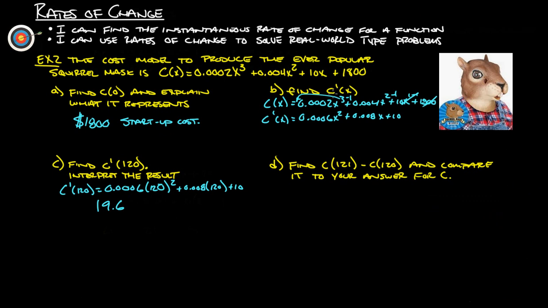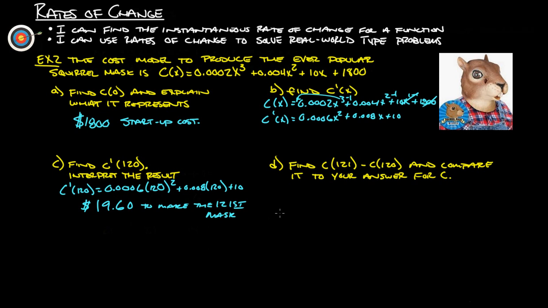Okay, so this is our cost. So the derivative of our cost function, remember, the derivative is always what we call the instantaneous rate of change. So that means that 19.6 is the slope of the tangent of this function at 120. So what this means is it is estimated that it's going to cost about $19.60 to go from the 120th to the 121st. So it's going to cost about $19.60 to make the 121st mask.